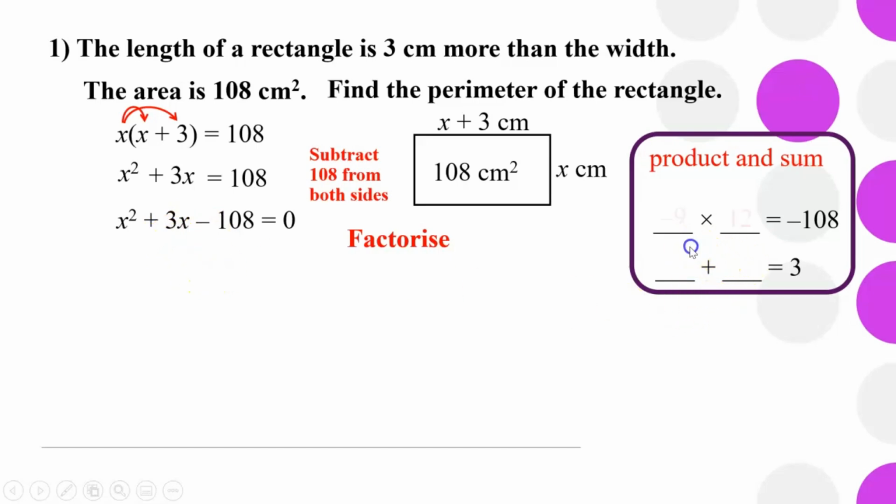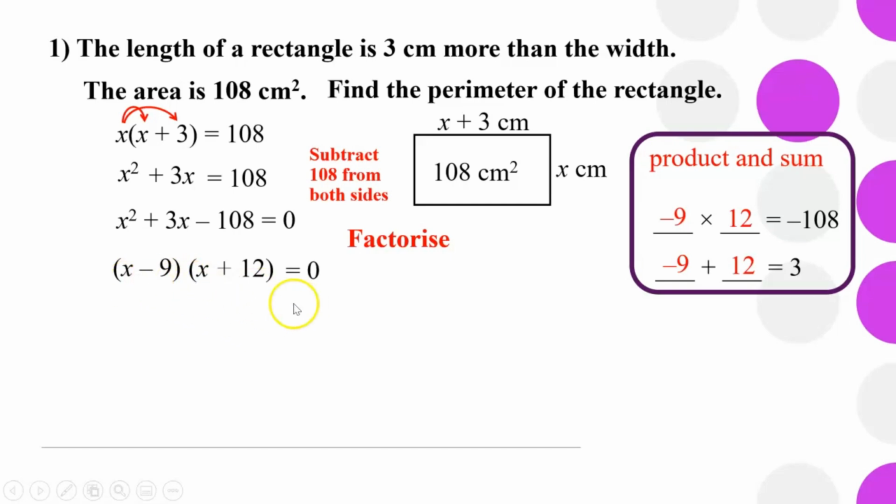The two numbers are minus 9 and 12. Minus 9 times 12 will give you minus 108, and minus 9 plus 12 will give you 3. When you have these two numbers, you can factorize the expression like x minus 9 times x plus 12 is equal to 0.